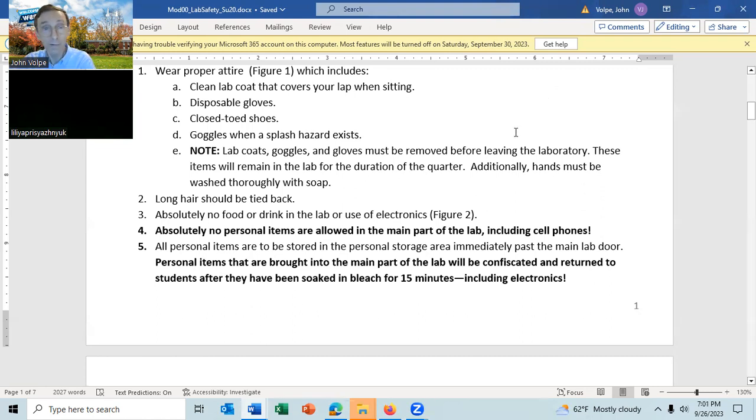Hands must be washed thoroughly with soap and water before you put on the gloves. Long hair should be tied back. No eating food or drink. No personal items allowed into the lab unless you're wearing it, like a watch or glasses. The stuff that's kept in the cubbyhole, remember, we consider that outside the lab, and all personal items should be in the cubbyholes.